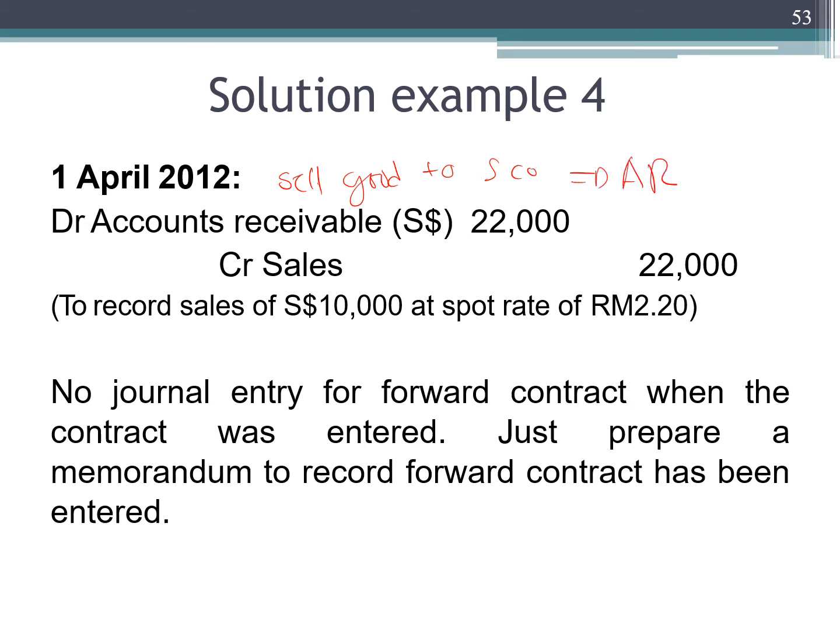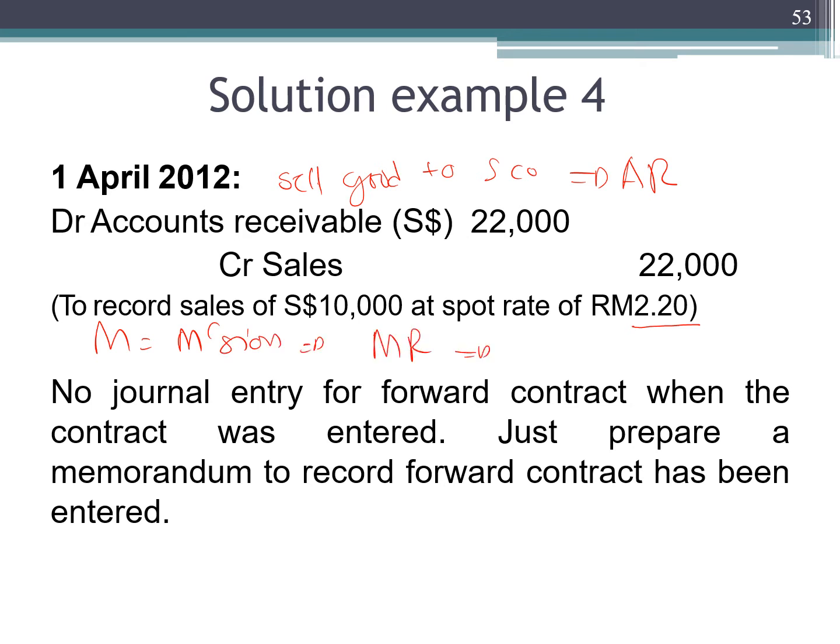So you debit your accounts receivable 22 and then credit sales. The 22 here is from here. The rate during that time is 2 ringgit and 20. Since M is a Malaysian company, when they prepare the journal entry, they need to use Malaysian ringgit.